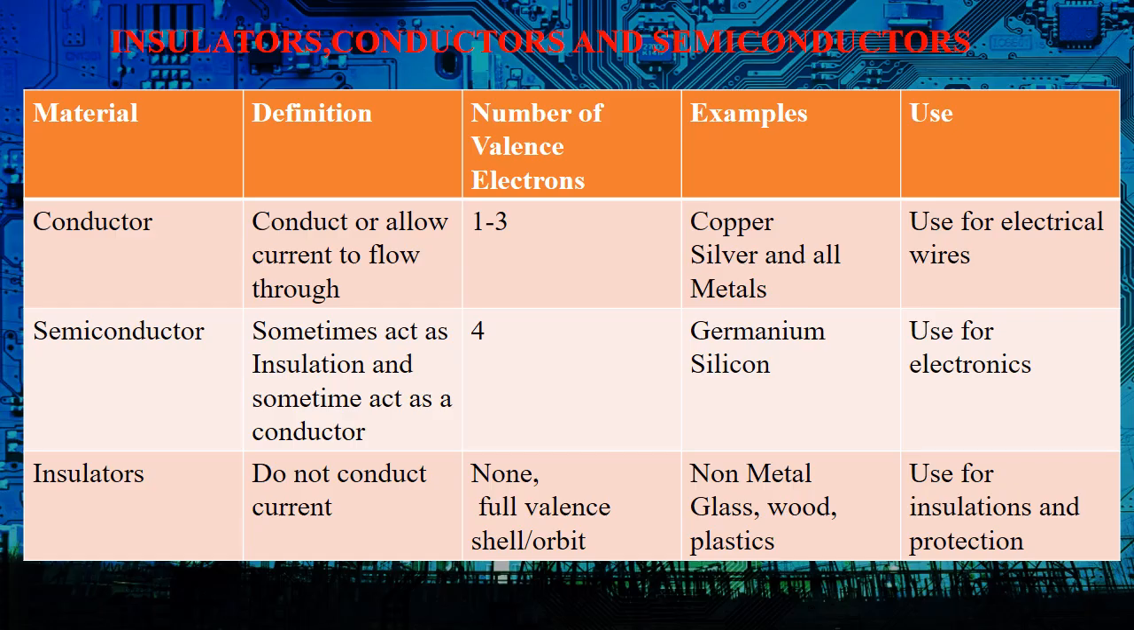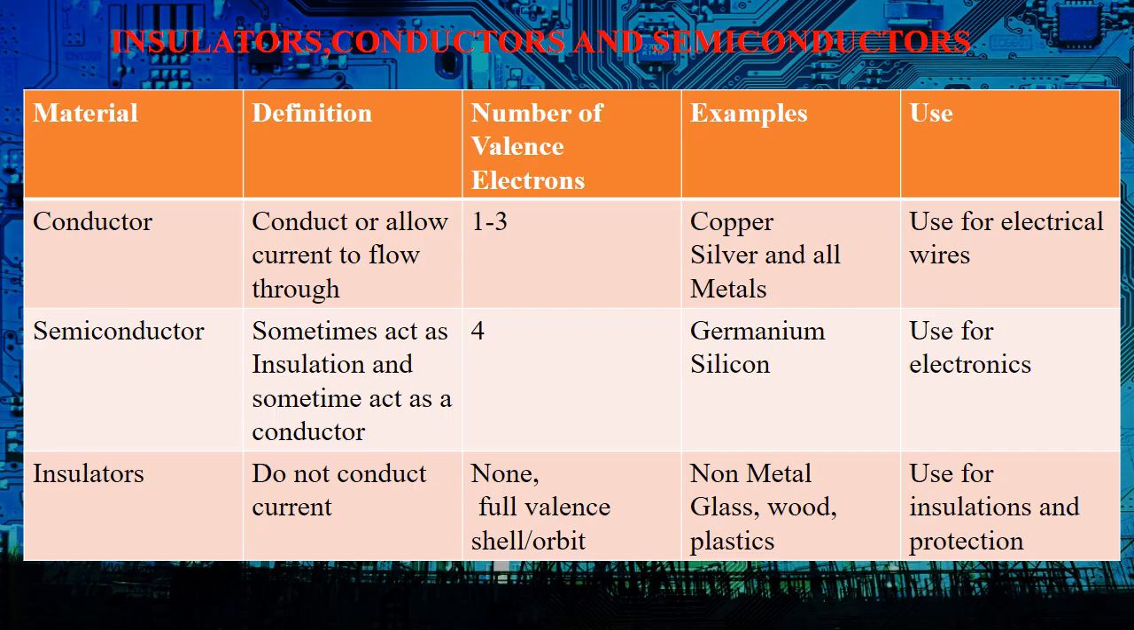Semiconductors, sometimes they behave as conductors, sometimes they don't. When you look at the atomic structure, there are 4 valence electrons. Examples are germanium and silicon. Because of their property that sometimes they don't conduct electricity, they are used in electronics, like transistors and diodes and all this.